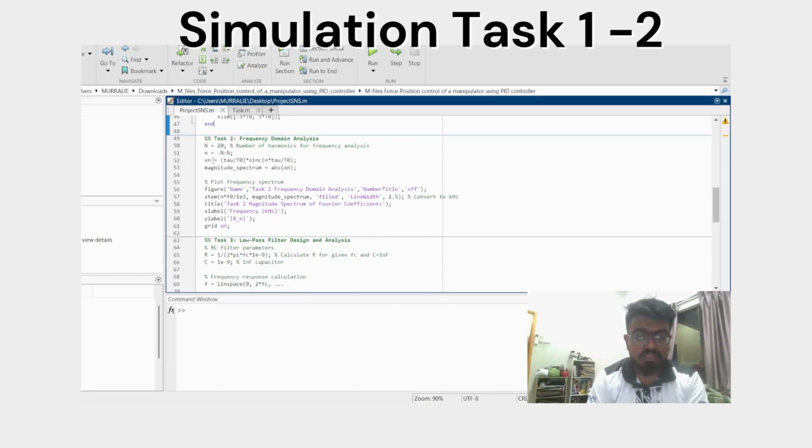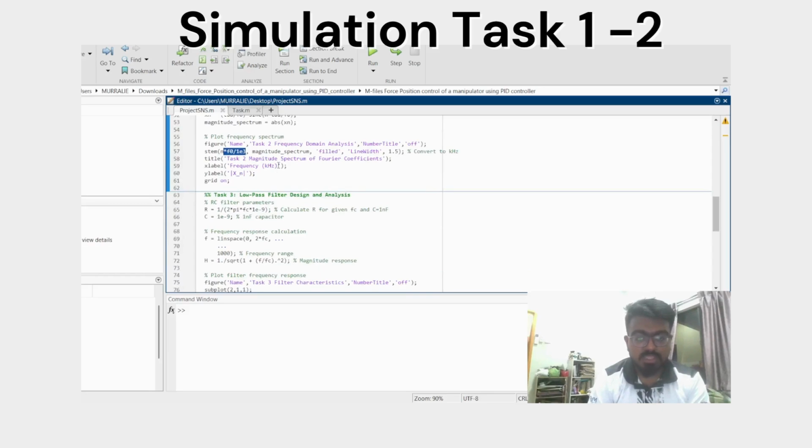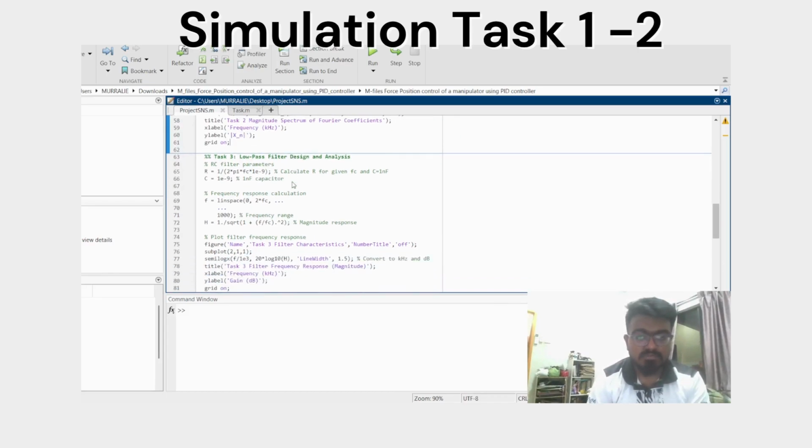For this, xn equals tau over t naught into sinc(n tau over t naught). It is used for the frequency domain. We use the magnitude spectrum, and to convert to kilohertz it is n f naught over 1 kilohertz. The x axis will be frequency in kilohertz, and the y axis will be the magnitude, modulus of xn. Lastly is the low pass filter design analysis.